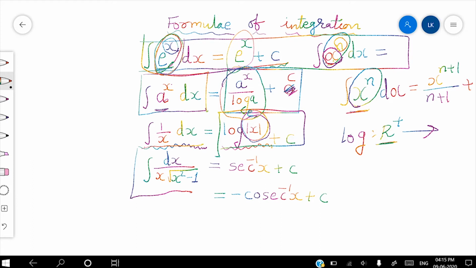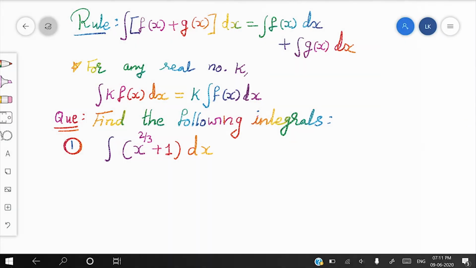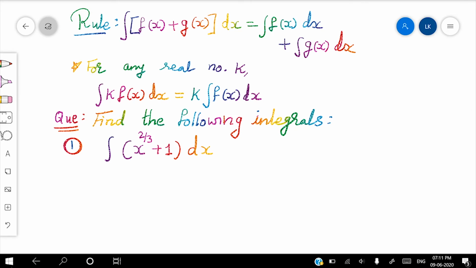And the last formula of the integration, integral of dx upon x into square root of x square minus 1. It is not 1 minus x square, okay? The answer is either sec inverse x or minus cosec inverse x. Today we want to do some basic examples of the integration.